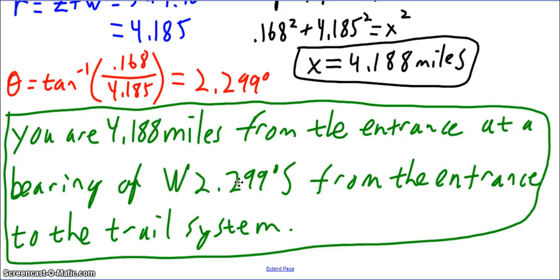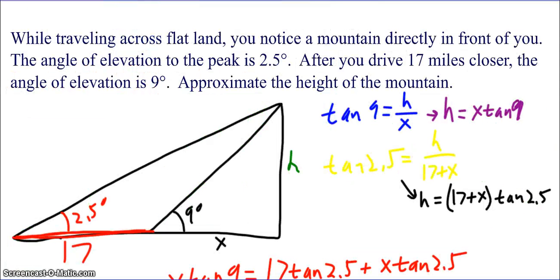Okay, so this one we're going to go through a little bit quicker. We've done problems like this already. We've done one in an earlier unit that was almost the exact same as this. So here's my diagram. This is where I start at an angle of elevation. I see the top of the mountain. I drive 17 miles at an angle of elevation of 9 degrees now. I see the top of the mountain. This is the distance I'm calling x.